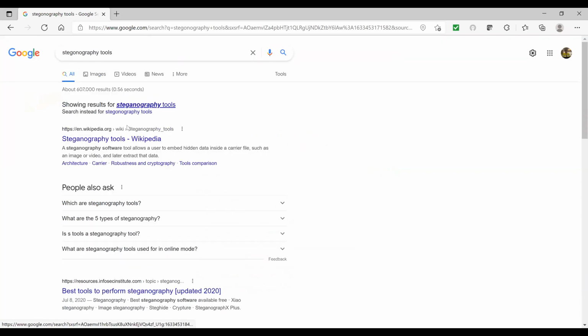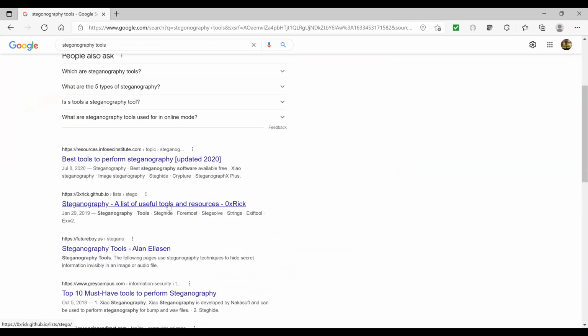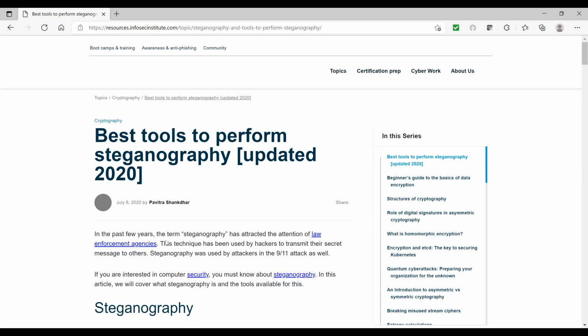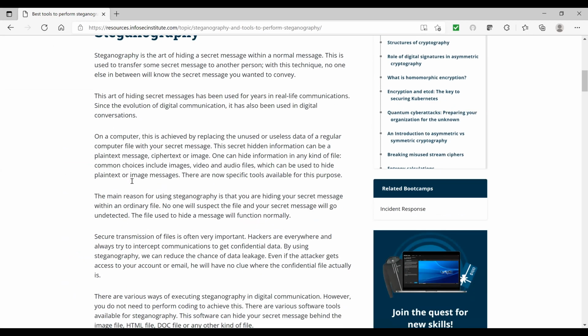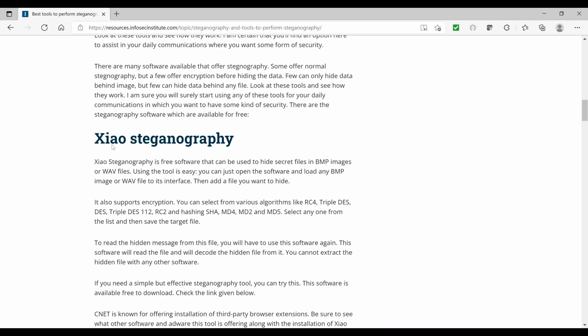Here, look here. What I searched for was steganography tools. I had this list of useful tools and resources. You will find here the best tools to perform steganography. Let's open one of them and have a look at it. Here we are. This website is explaining steganography, and it will tell you the methods and the tools for steganography.